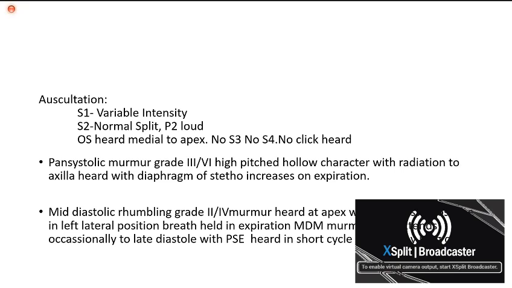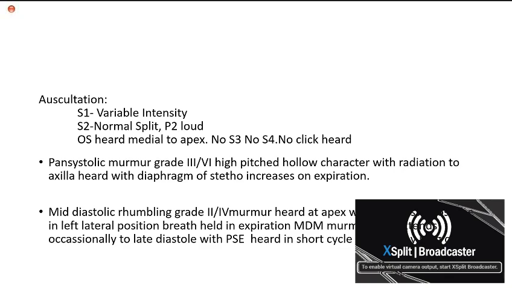And if the murmur is better audible in the left lateral position, then with all these characters we know the lesion is mitral. Mitral regurgitation. Yes, very good. Sir, a mid-diastolic rumbling grade 2/4 murmur heard at the apex with the bell of the stethoscope in left lateral position, breath held in expiration.